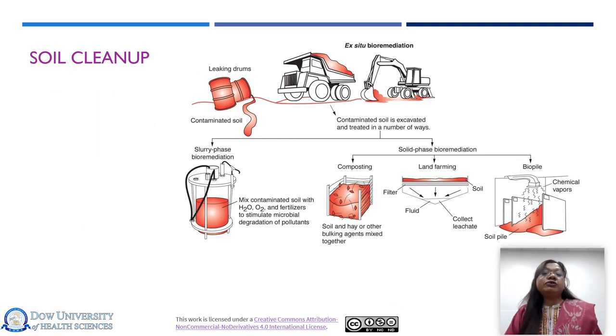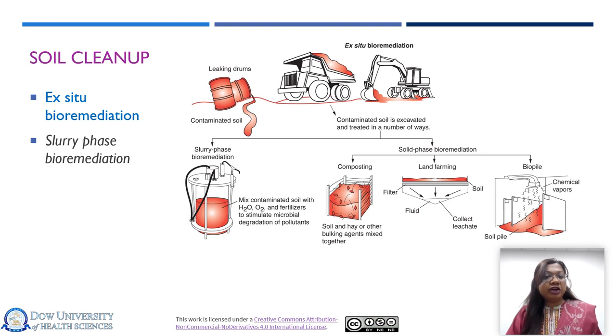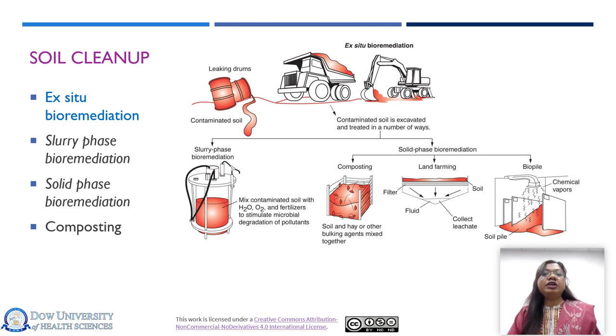Now, to clean up the soil, we have different approaches. The first is the ex situ bioremediation, which involves slurry phase bioremediation and solid phase bioremediation. Slurry phase bioremediation involves the excavation and removal of the contaminated soil to a treatment facility where it is mixed with water and nutrients to create a slurry. The slurry is then treated with microorganisms, typically under aerobic conditions, to degrade the contaminants.